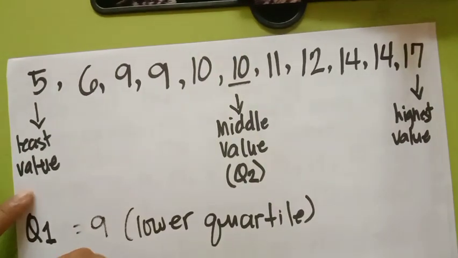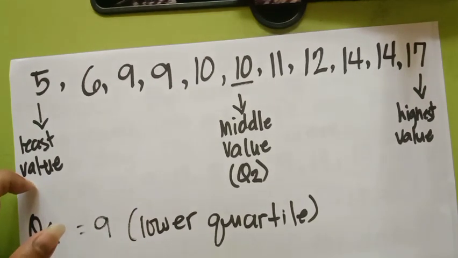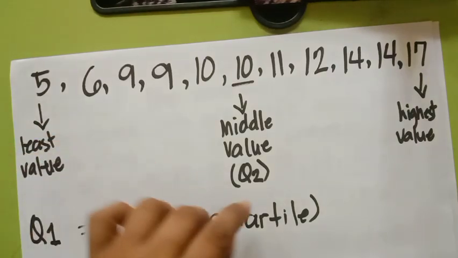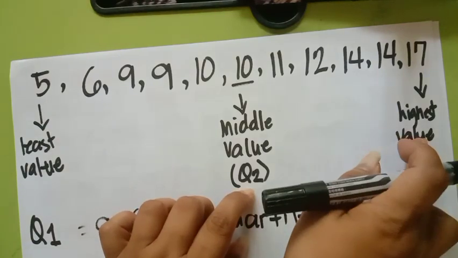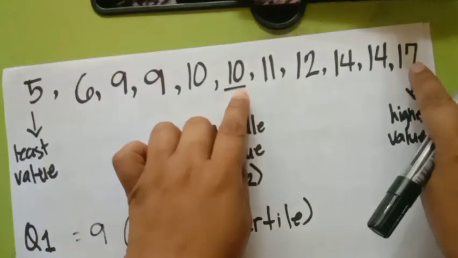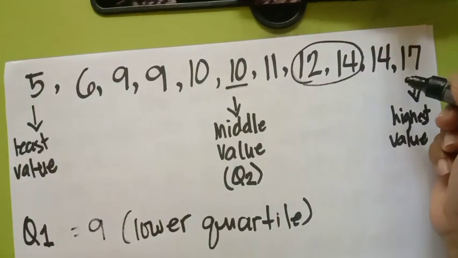How about Q3 or the third quartile? So, kung yung first quartile or Q1 is the middle value between the least value and the median, yung quartile 3 naman, this is the upper quartile or Q3, the middle value between Q2 and the highest value. So, yung nasa pagitan ng middle value and highest value. Ano yung nasa gitna niya? Ang nasa pagitan niya is itong 12 and 14.